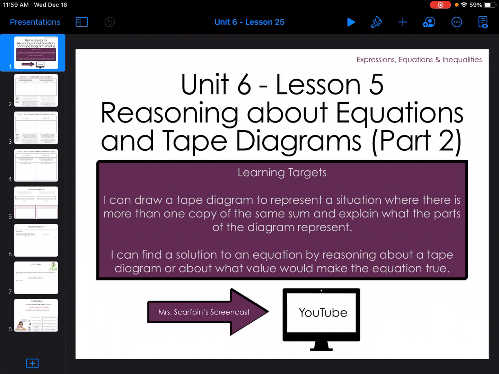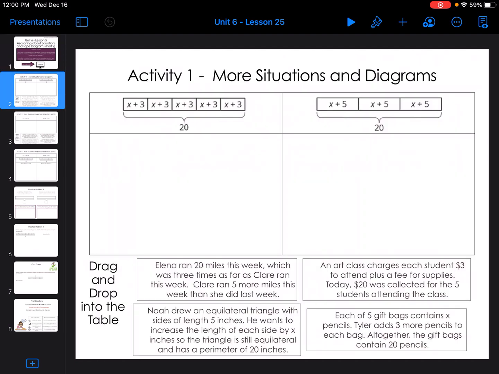Grade 6, Lesson 5, Reasoning about Equations and Tape Diagrams, Part 2. I can draw a tape diagram to represent a situation where there is more than one copy of the same sum and explain what the parts of the diagram represent. So we're talking about more than one, so we're talking about groups of it. And I can find a solution to an equation by reasoning about the tape diagram or about what value would make the equation true.